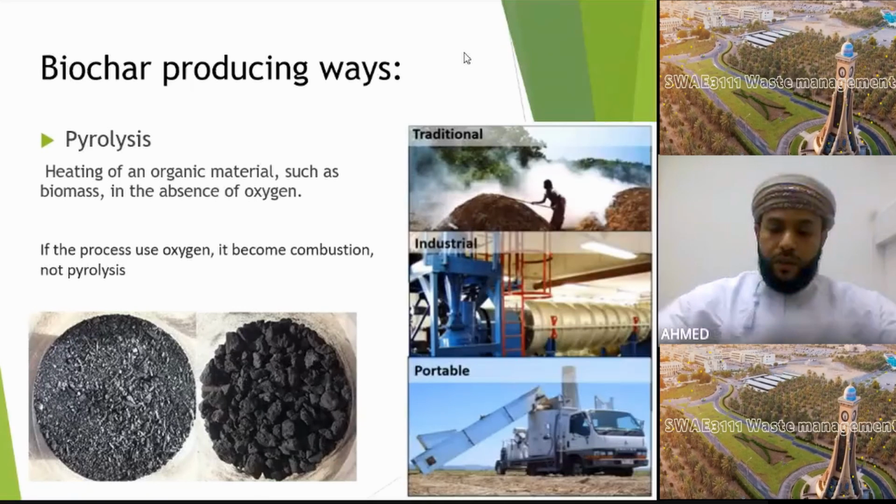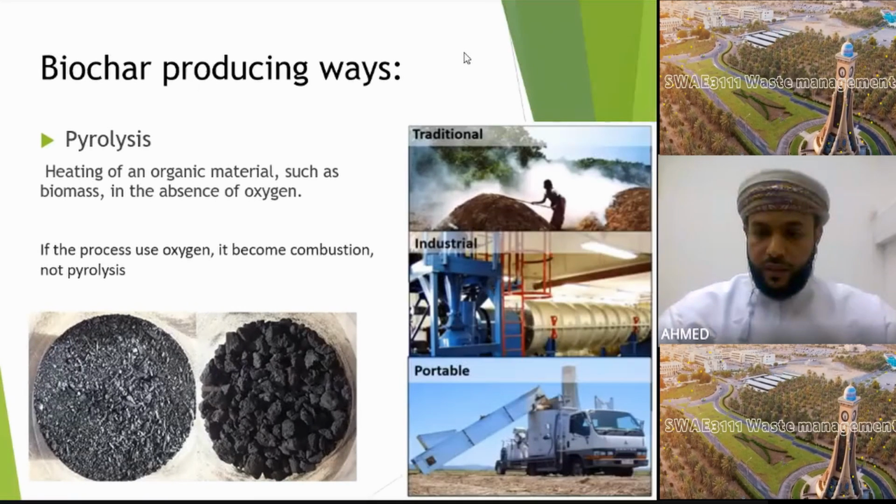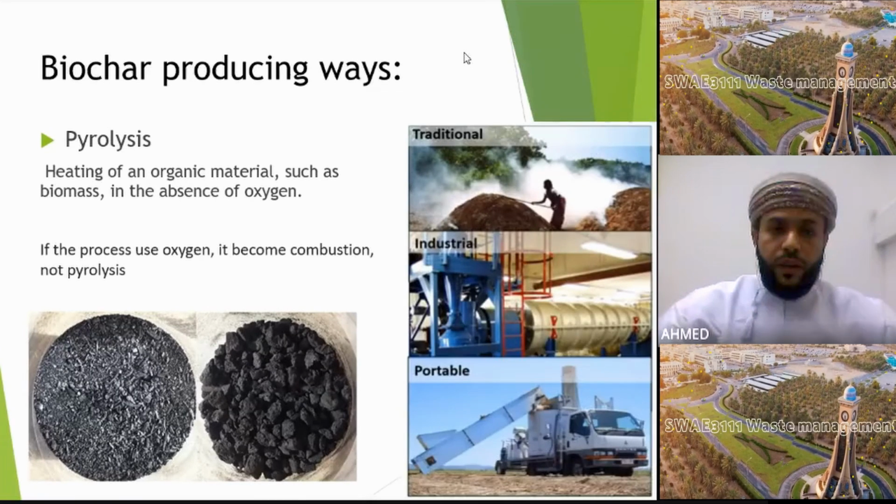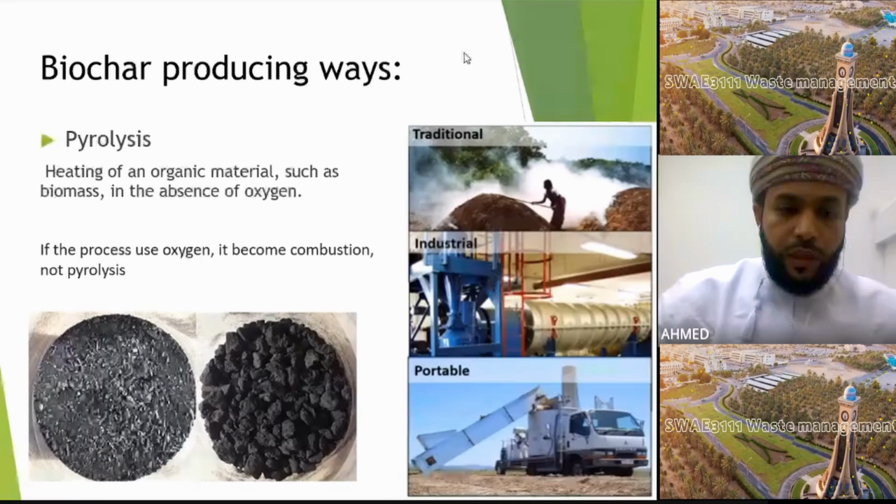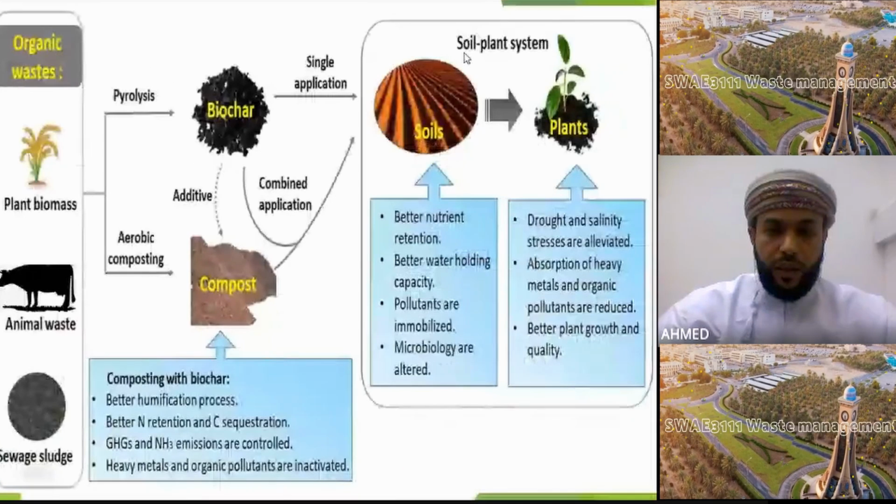So all these processes, all these ways, are almost the same, because they work under one condition: heating in a limited oxygen environment. After charring or pyrolyzing, we can directly apply the biochar to the soil, or use it as an additive with compost, and both will have a direct impact on the soil and also on agriculture.